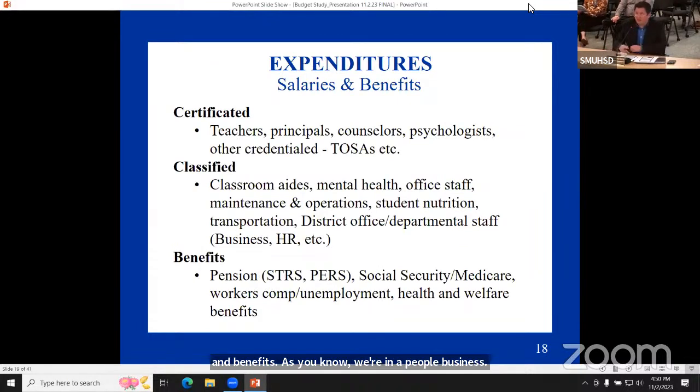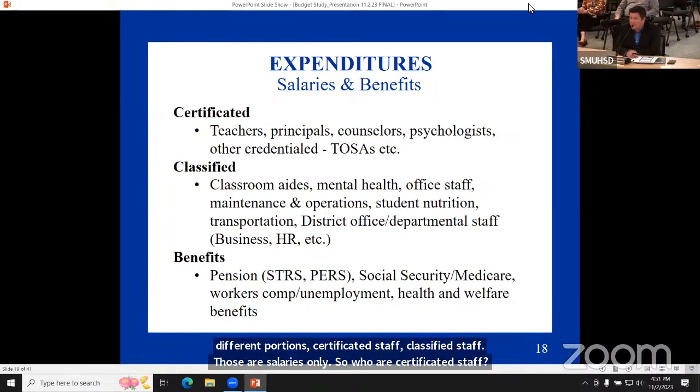So what's included in salaries and benefits? It's really broken into three different portions: certificated staff, classified staff. Those are salaries only. So who are certificated staff? Our teachers, our principals, our counselors, psychologists, and other credentialed folks like our TOSAs. Classified staff is really anyone who's not certificated. So it's a more broad group, but it includes classroom aides, mental health therapists, office staff, maintenance and operation folks, student nutrition, transportation, district office and departmental staff, business, HR, et cetera.